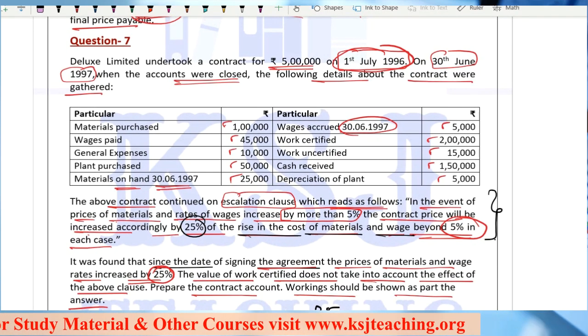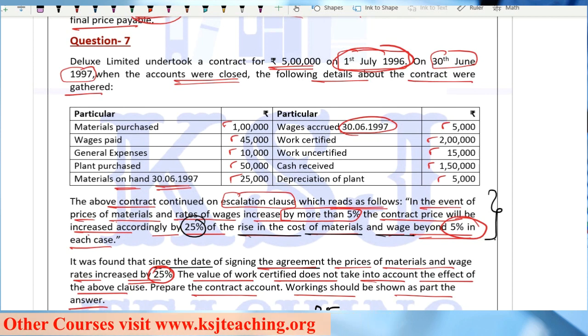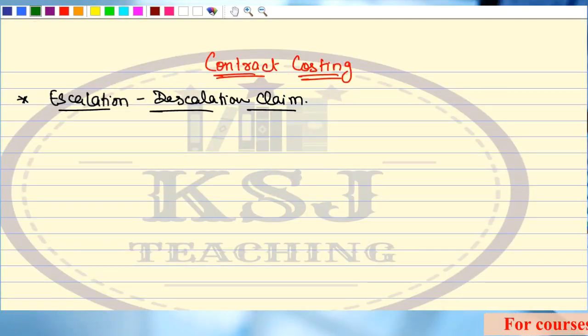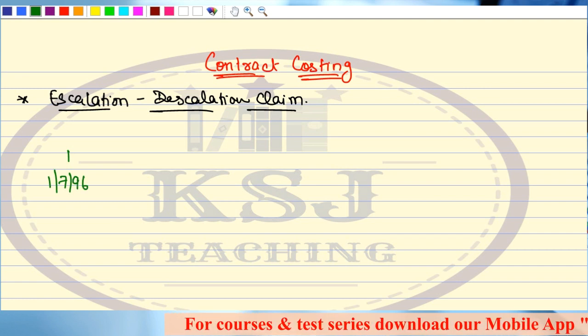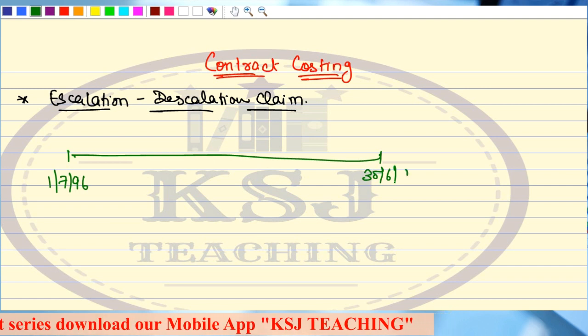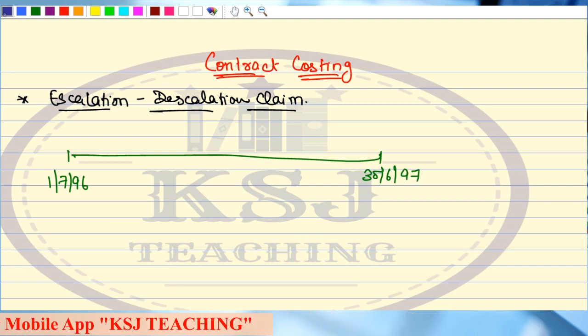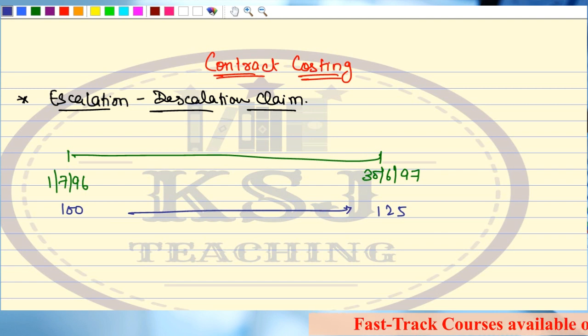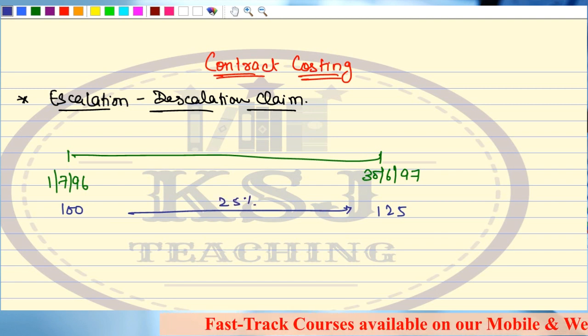till 30th June 1997, the prices have increased by 25%. What does it mean? Listen to it very carefully. He says this project started on 1st of July 96, right? And on 30th of June 97, if a material was priced 100 rupees on this date, on the 30th of June, it will be costing 125 rupees, right? There is an increase of 25% between this period.